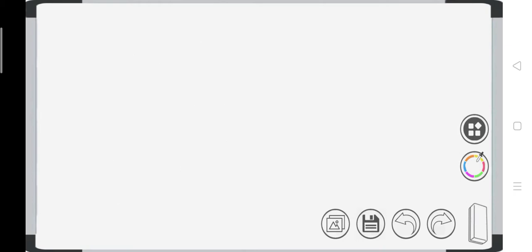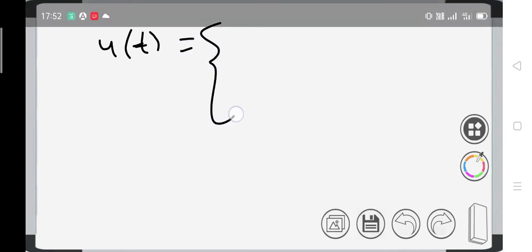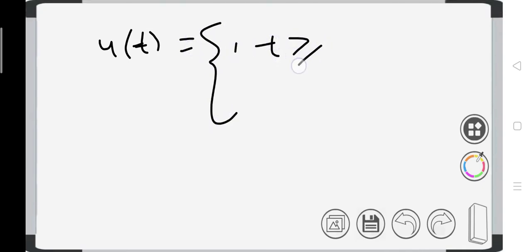First, if we see the unit step function, it is mainly used in sudden changes like a switch. The unit step function is represented with the letter u of t, and in DSP this unit step function plays a very important role. You have to remember this condition throughout DSP. The condition is: u of t equals 1 for t greater than or equal to 0, and 0 for t less than 0. This is the condition for the unit step function.